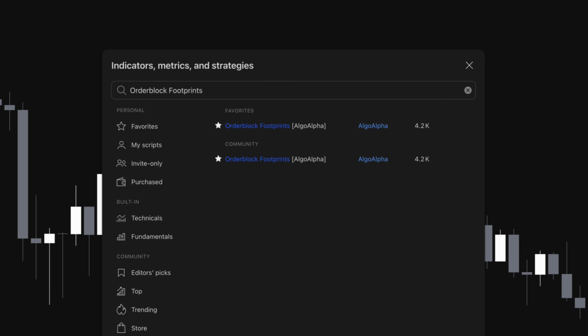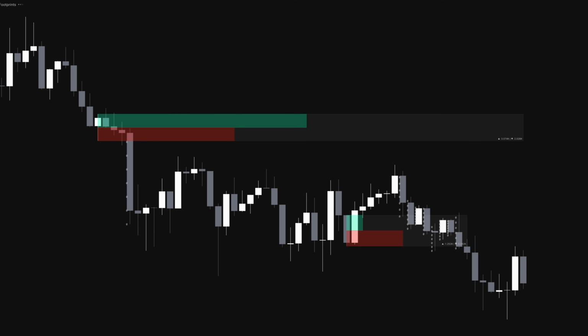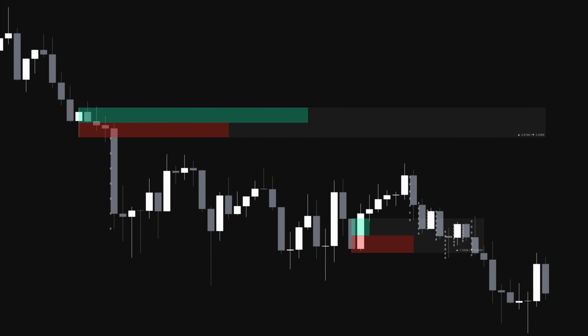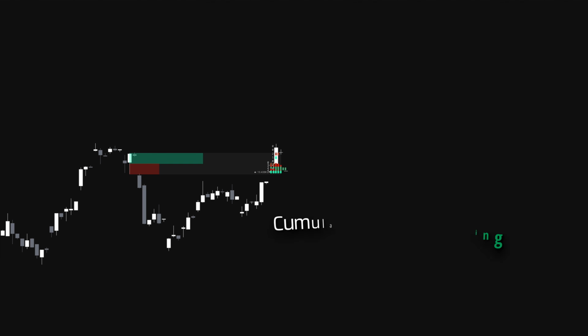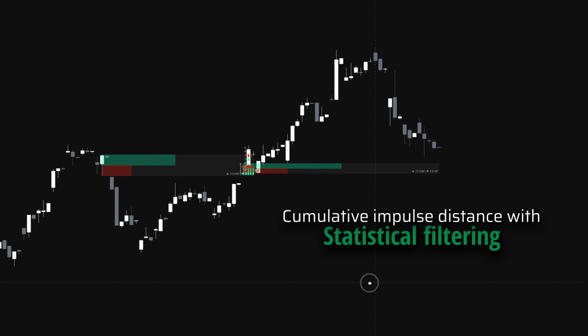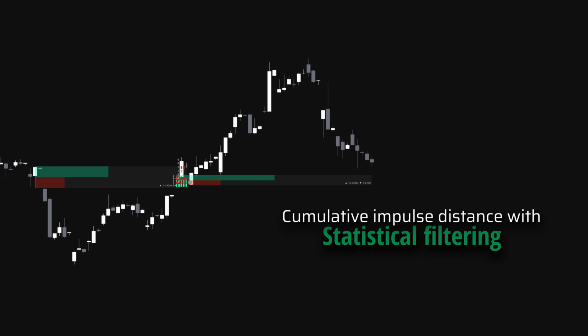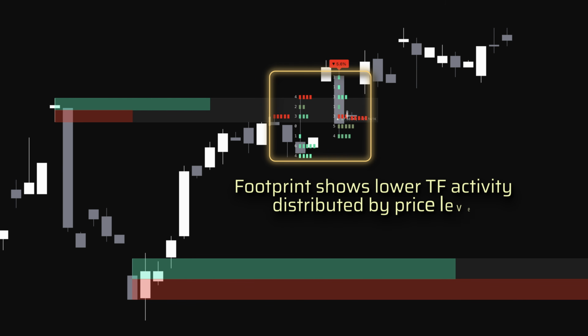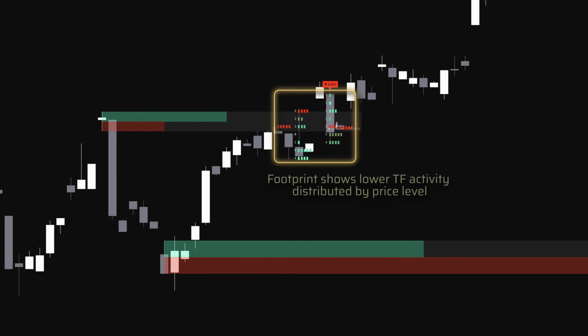Order block footprints. Created by Algo Alpha, this Pine script indicator combines order block detection with volume footprint analysis to reveal institutional trading activity at key price levels. The detection mechanism tracks cumulative impulse distance for bullish and bearish candles, applying z-score calculation across a configurable window to identify statistically significant moves. The footprint visualization breaks each order block candle into vertical price rows, distributing lower timeframe prints across these levels based on close price location.